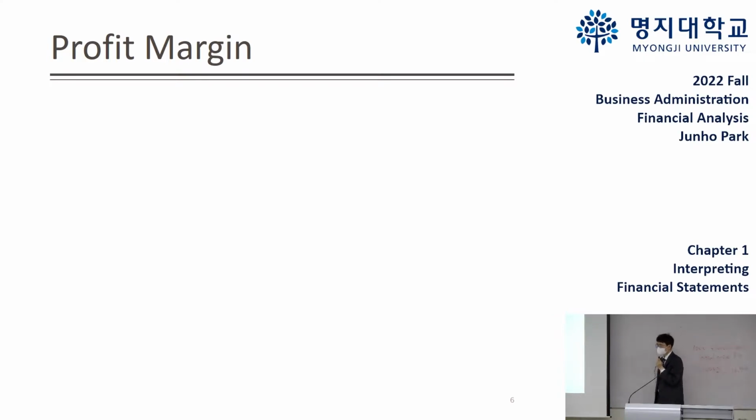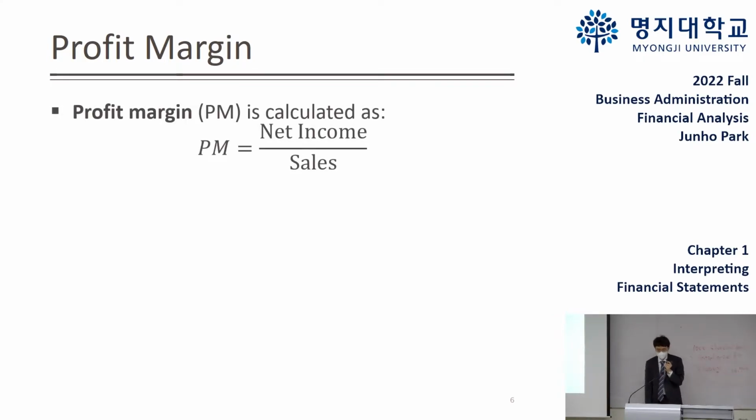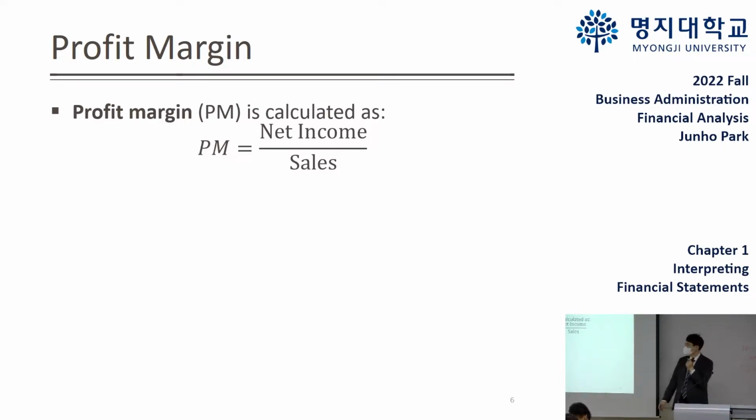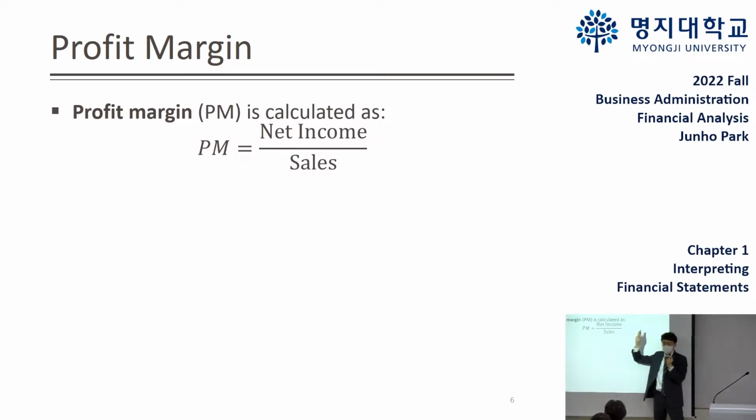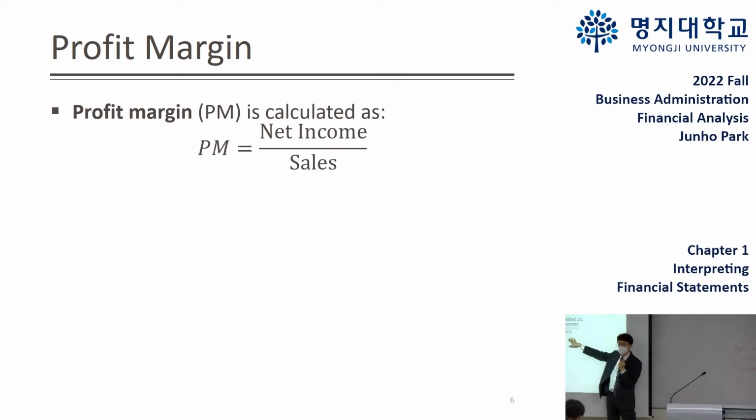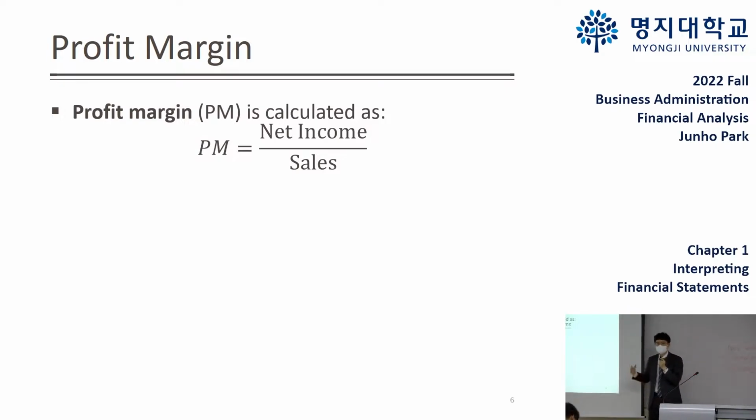So what is a profit margin? A profit margin is calculated as net income divided by sales. Very simple. And let's look at these two items. The net income as well as sales are written on the income statement. And more precisely, the sales is the top line of your income statement. So this is the first thing you will see on the income statement.